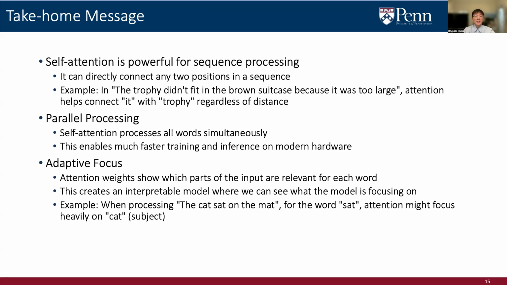Finally, self-attention can do adaptive focus. Attention weights show which parts of the input are relevant for each word. This creates an interpretable model where we can see what the model is focusing on. For example, when processing the cat sat on the mat, for the word sat, attention might focus heavily on cat.